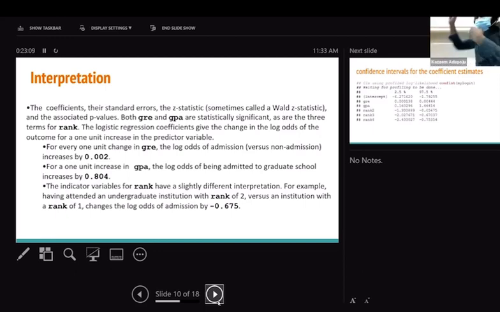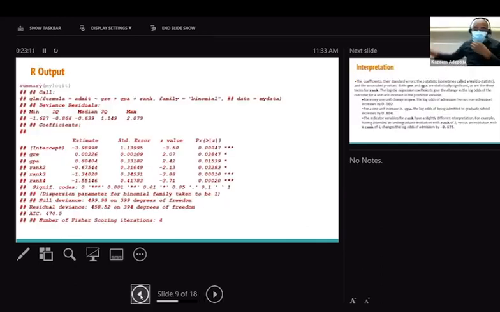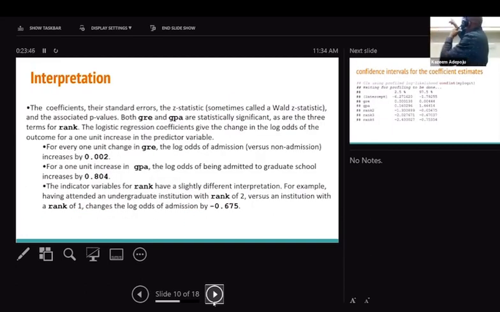Now, take a look at the first one. If I want to interpret rank 2, let's start from rank 2. What is the sign? Negative, 0.67544, right? In fact, all the ranks have negative values. Rank 2, negative 0.67544. Rank 3, negative 1.34020. And rank 4, negative 1.55146. All the rank values are negative. If I want to interpret them one by one, I'm going to be relating them to rank 1.